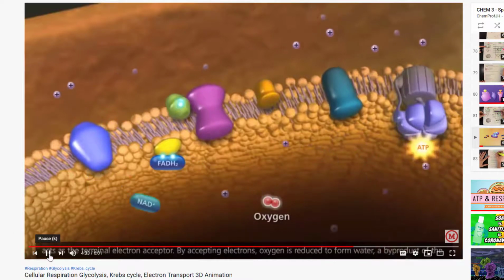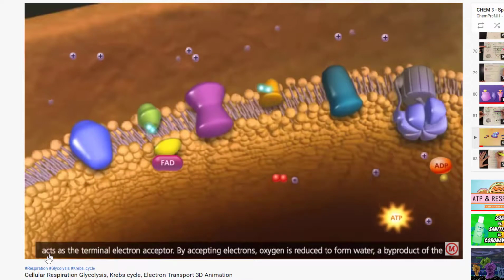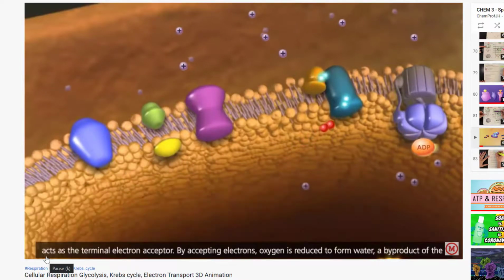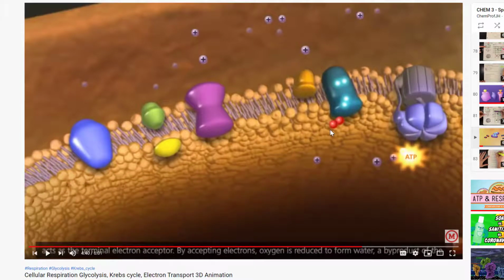Oxygen acts as the terminal electron acceptor. By accepting electrons, oxygen is reduced to form water. So here's the oxygen. These are the two oxygens, and these are the electrons coming in, and so oxygen is going to accept those electrons. Over here we would have seen that the coenzymes became oxidized, and so here's the other half of that, that the oxygen becomes reduced. It picks up those electrons.